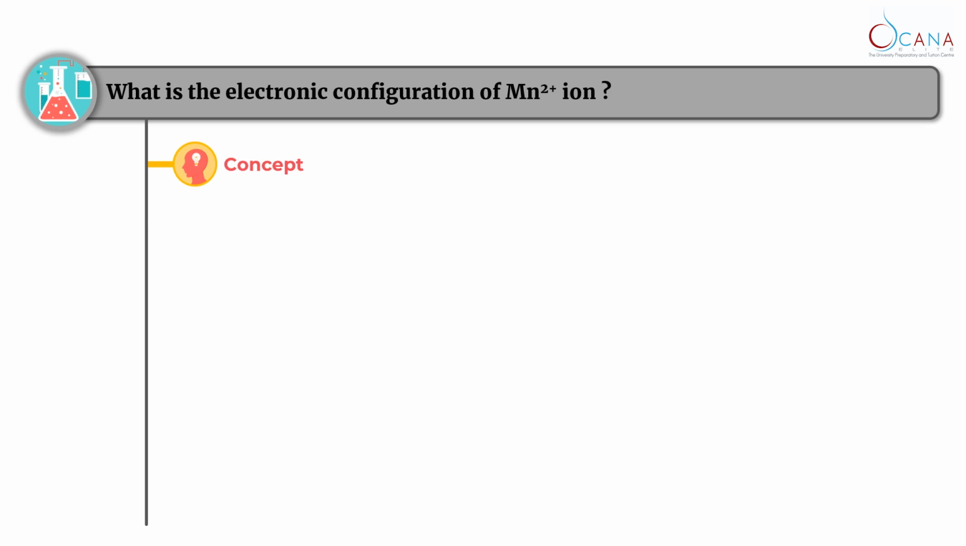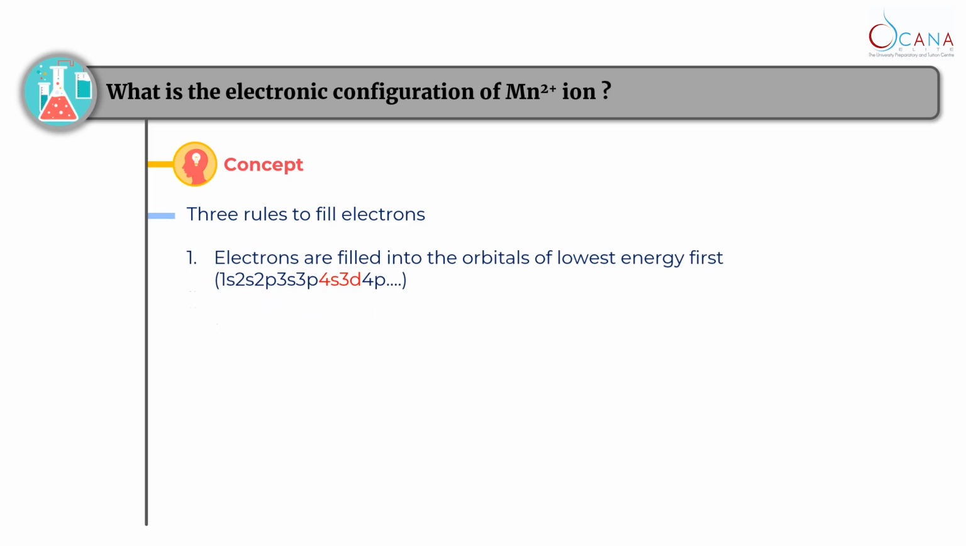To answer this question, you should recall that there are 3 rules to fill the electrons for each element. Firstly, electrons are filled into the orbitals of the lowest energy. You should be aware that empty 3d orbitals are always higher energy than 4s orbital. That's why we should fill the electrons into 4s orbitals first, before 3d orbitals.